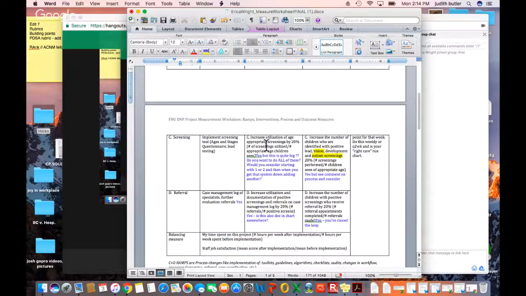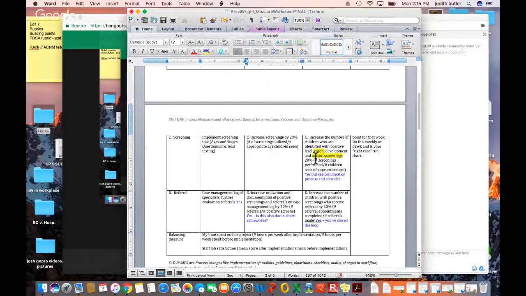Increase utilization of age-appropriate screening. So we just want to increase screening. Screenings by 20% of appropriate, so the number of screenings utilized over their appropriate age children. Plain and simple. We're just going to screen them, okay? Yep. Get rid of all that.